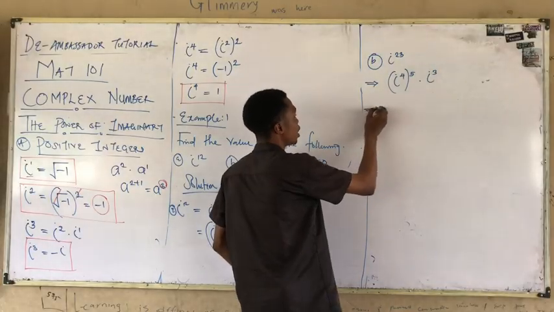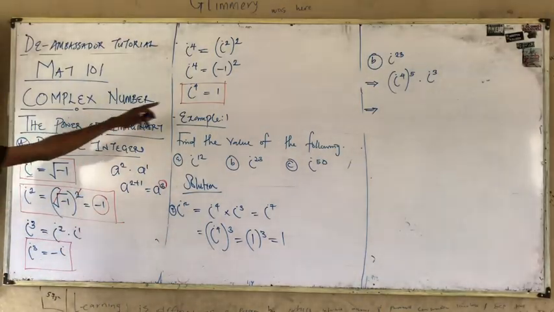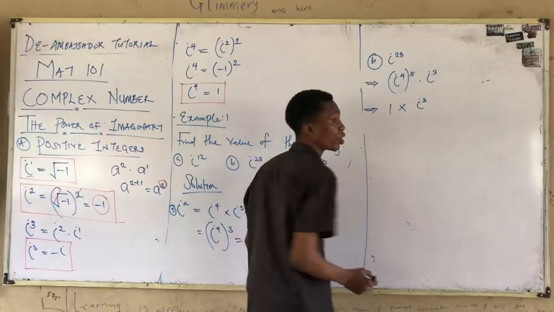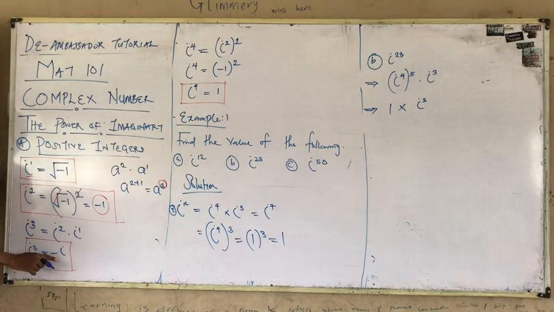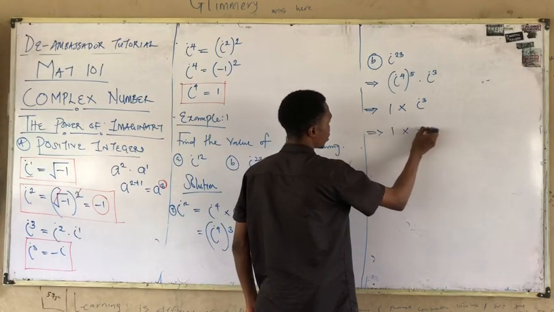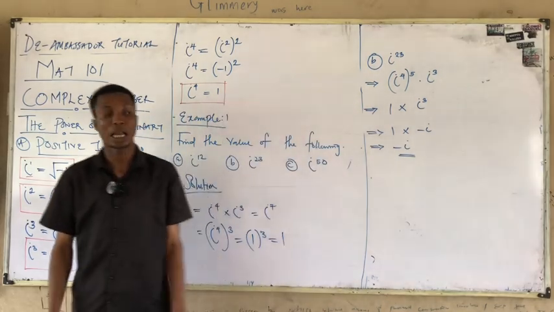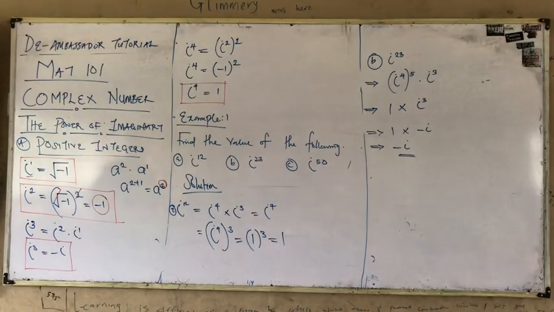So since we already know the value of i to the power of 4 to be what? To be 1. So I will say here is 1 times i to the power of what? Recall that i to the power of 3 is what? Minus i. So what's the answer? 1 times minus i. Answer is what? Minus i. Everybody try 50. Minus 1. Very good. Let's see others.